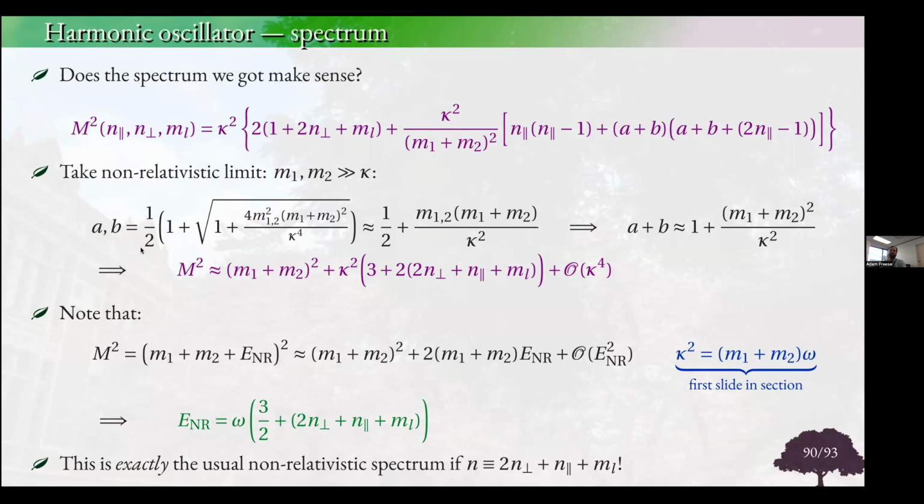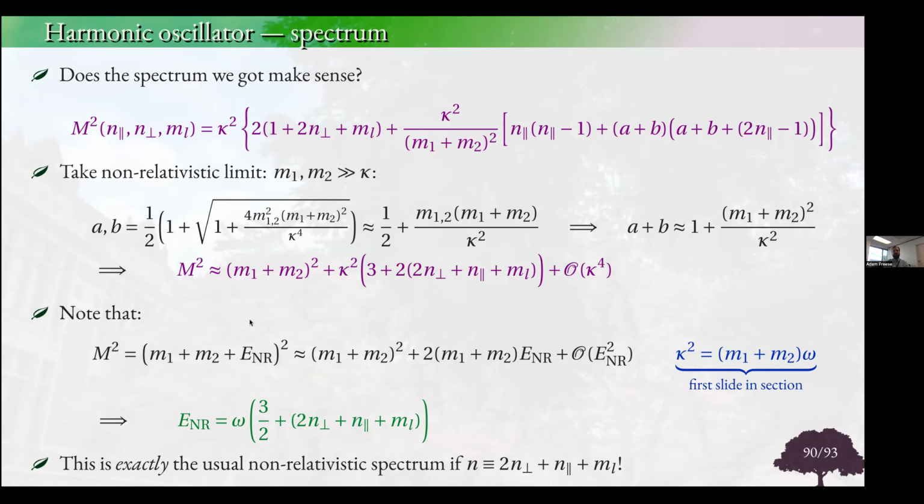So this means that in the non-relativistic limit, big M squared is equal to the sum of the masses squared plus kappa squared times 3 plus 2 times this combination of the 3 quantum numbers, plus a higher order thing, a kappa to the 4th thing, which we'll consider relativistic corrections.